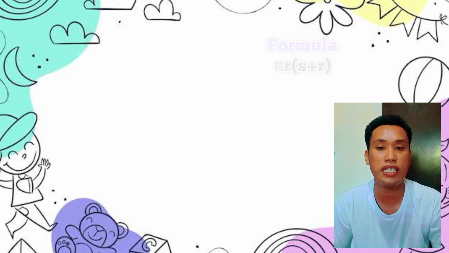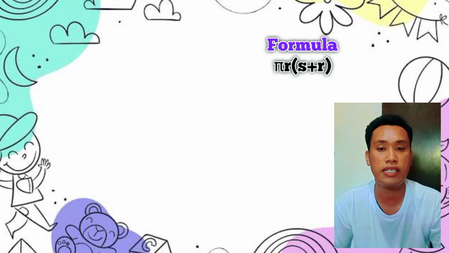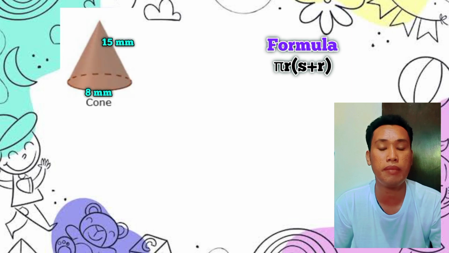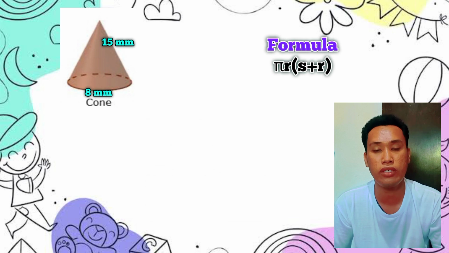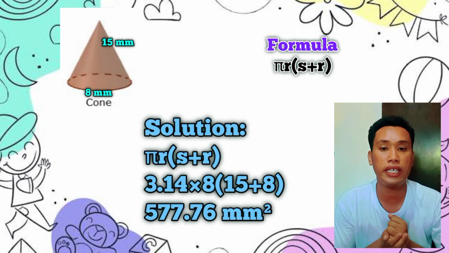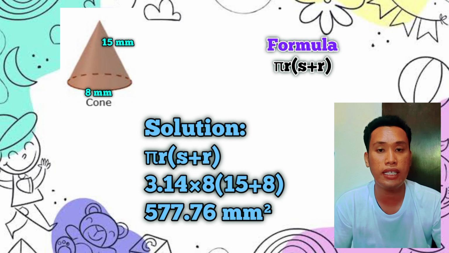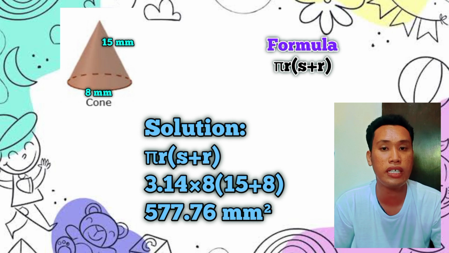Next is the cone. The formula is pi times radius times the sum of the slant height and radius. Let's take for example, the radius is 8 millimeters and the slant height is 15 millimeters. Substituting, it becomes 3.14 times 8 times 15 plus 8. So 3.14 times 8 equals 25.12. Then 15 plus 8 equals 23. Then 23 times 25.12 is 577.76 square millimeters.